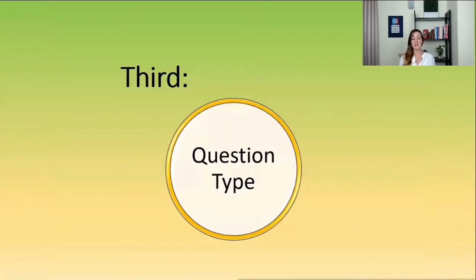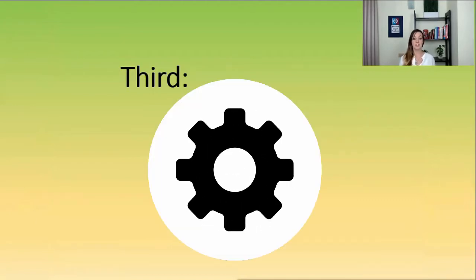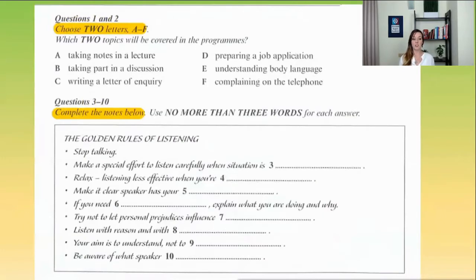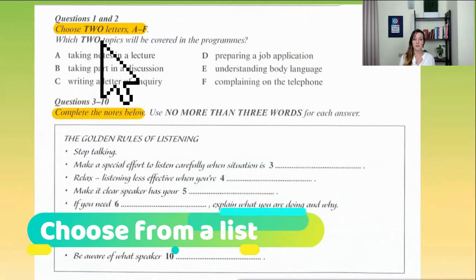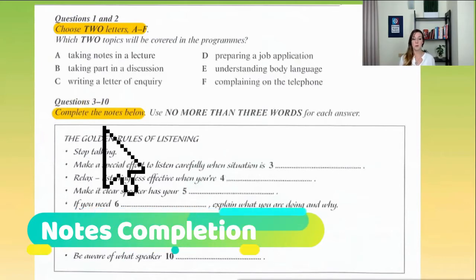Third, we need to look at the question type, because like we said, this can change our strategies. The question type here in 1 and 2 is choose 2 letters. So here we have to make a choice from a list. The second part, complete the notes below, shows us that it's a notes completion type of question.